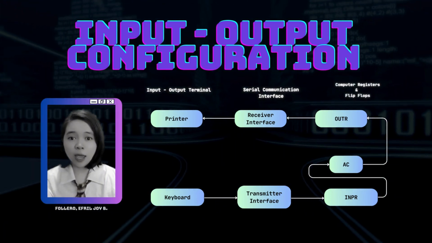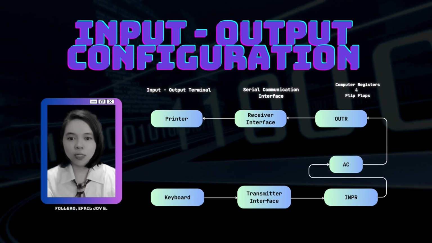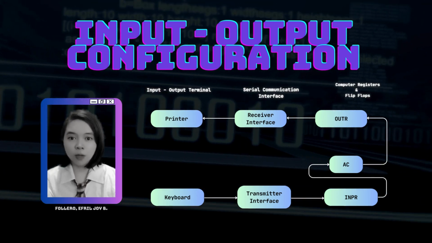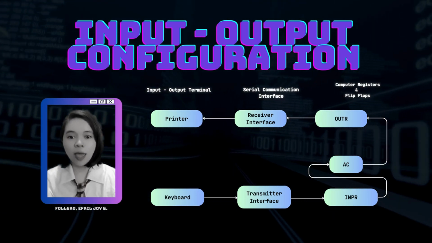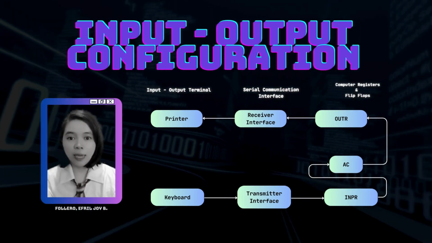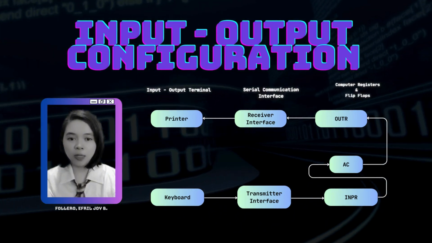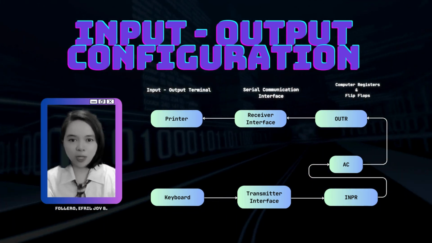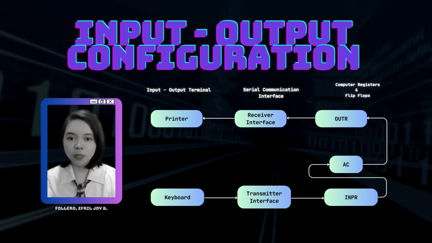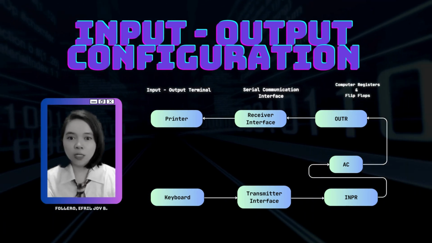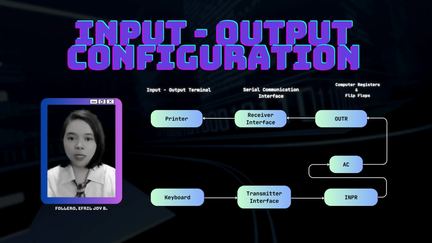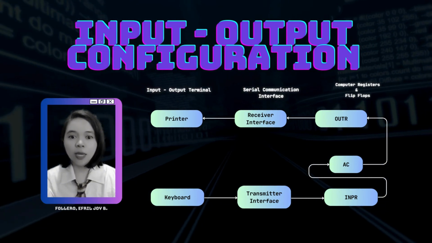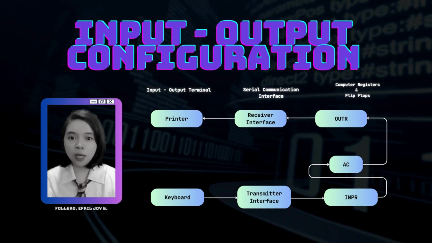The computer registers and flip-flops. These are electronic circuits that store and manipulate data within the computer. The diagram shows two specific registers, OUTR and INPR. AC. AC stands for accumulator. An accumulator is a register that holds intermediate results during calculations. Input. Data from the keyboard is sent to the transmitter interface, which then transmits it to the INPR register. Data from the OUTR register is sent to the receiver interface, which then transmits it to the printer.